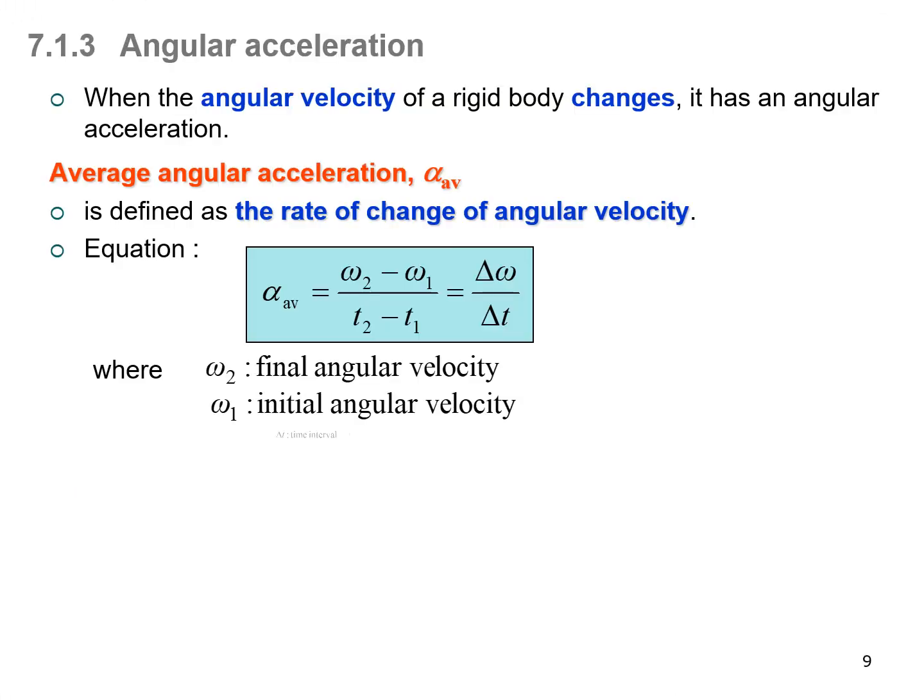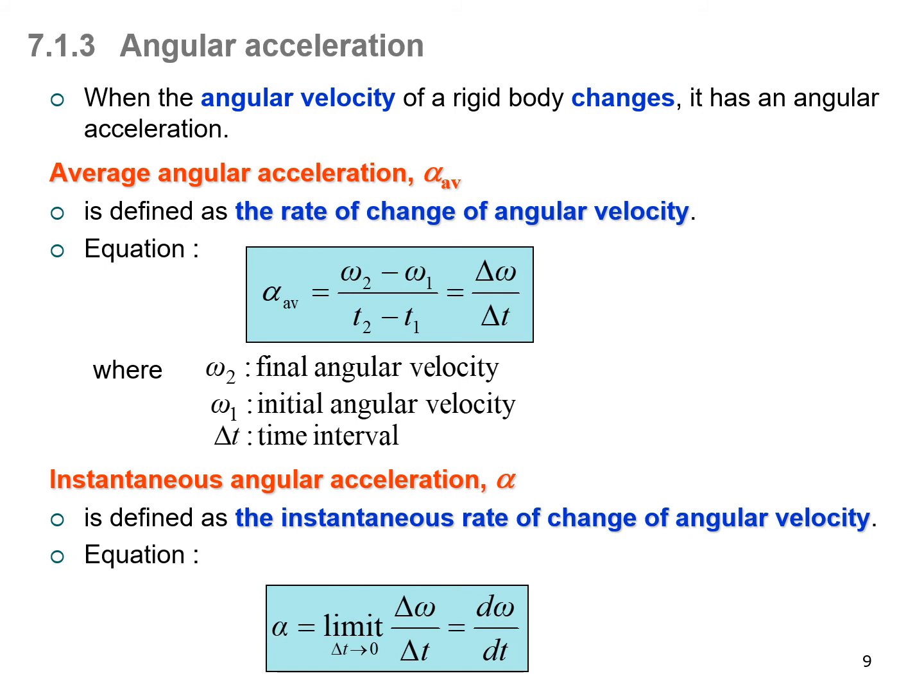Okay, now we proceed with 7.1.3, angular acceleration. When the angular velocity of a rigid body changes, it has an angular acceleration. Average angular acceleration, symbol alpha average, is defined as the rate of change of angular velocity. Average angular acceleration equals final angular velocity minus initial angular velocity, divided by t final minus t initial, or equals the rate of change of angular velocity.